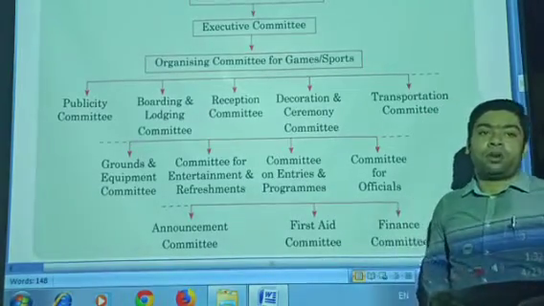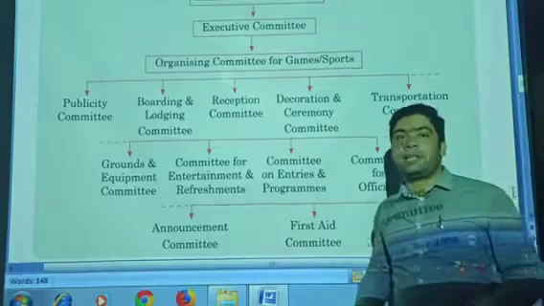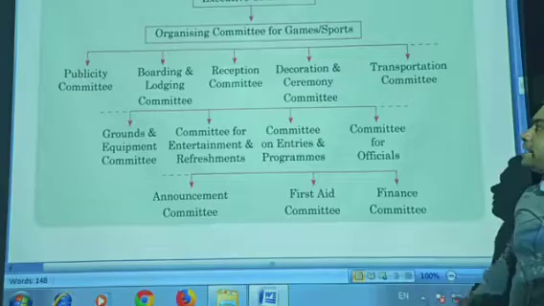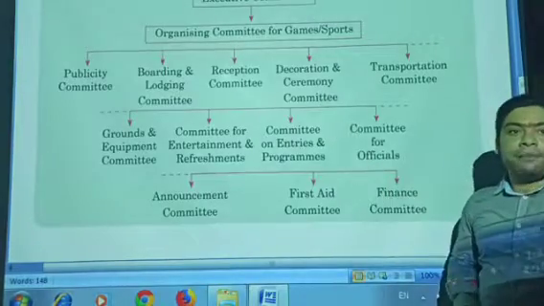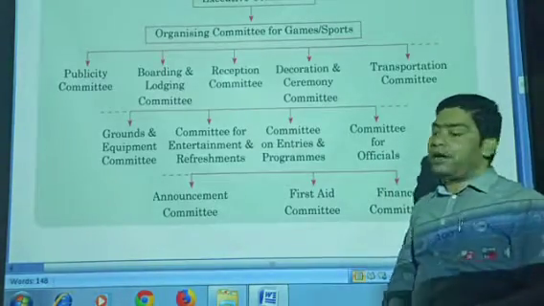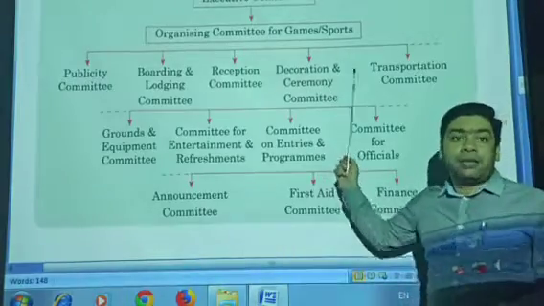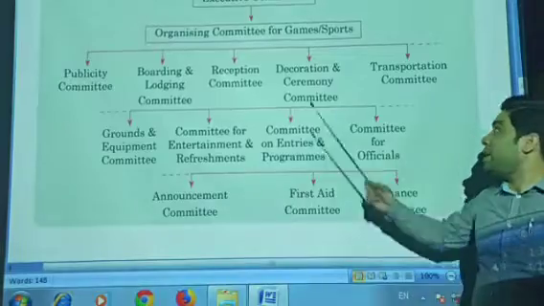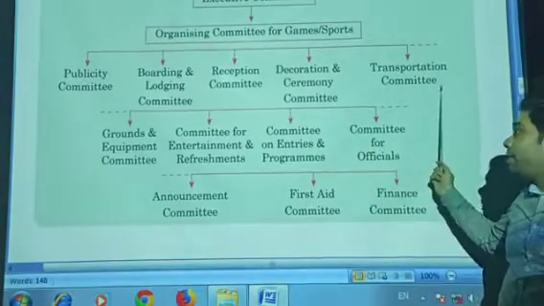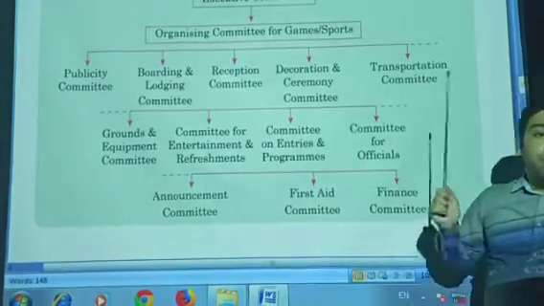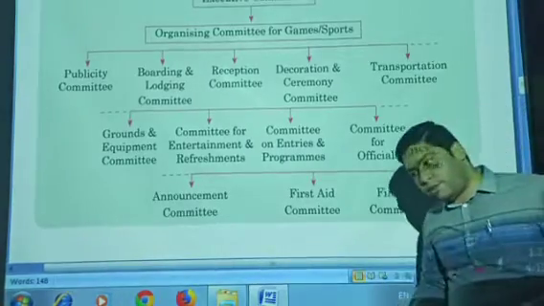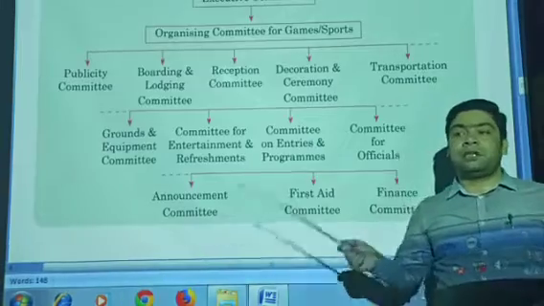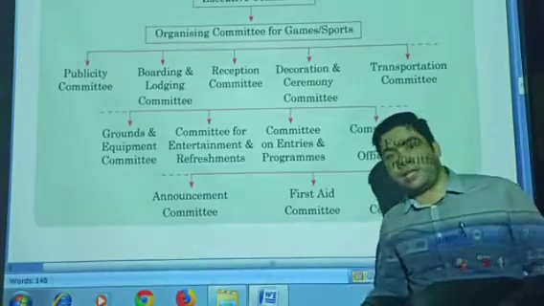The reception committee is responsible for taking all the charges about the welfare of the players. After that, the decoration and ceremony committee. The decoration and ceremony committee handles the decoration of the game, like stadiums, sitting arrangements, prize distribution, and all that. And the transportation committee: how the players go from the field to the hotels and from the hotels to the field, from one state to another state, one city to another city.